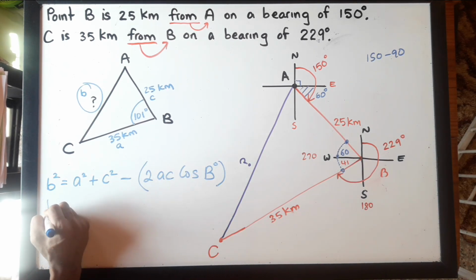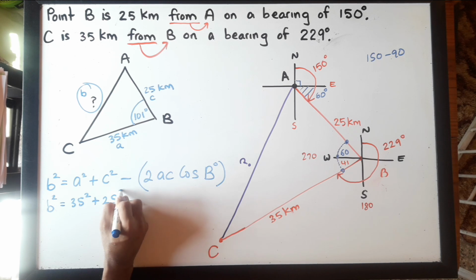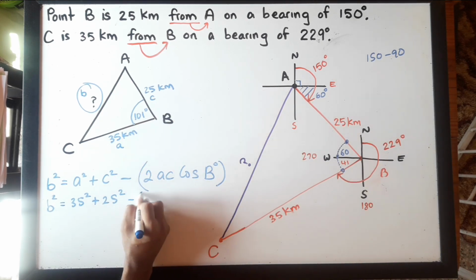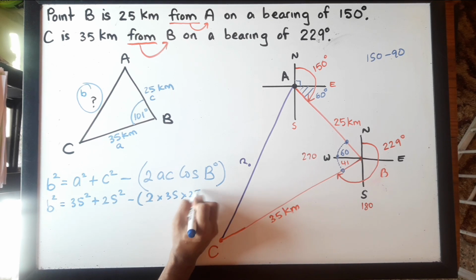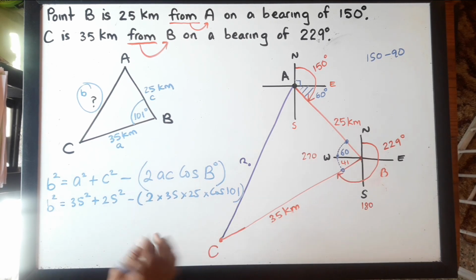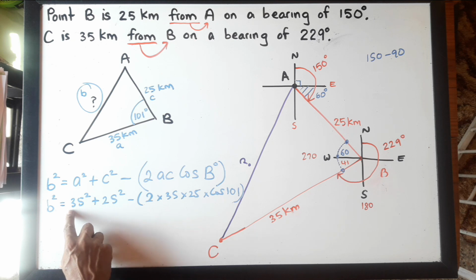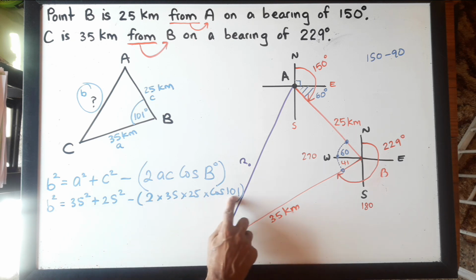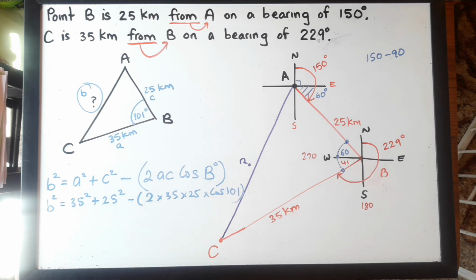Let's see what we get. b squared is equal to a squared, 35 squared plus c squared. I'm taking the value straight out from here. 2 multiplied by 35 multiplied by 25 multiplied by cos 101. Remember, this capital B represents the angle. So all we have to do is, what I showed you in the previous videos, you just type in this long sentence here on your calculator and then press the square root.